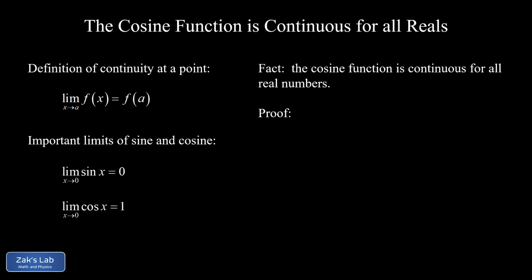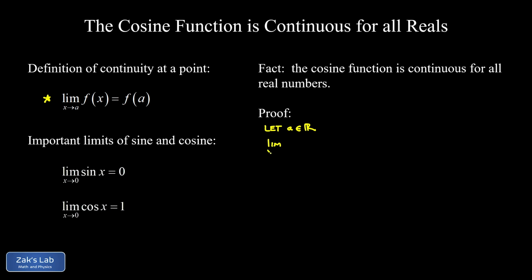So now we want to prove this fact that the cosine function is continuous for all real numbers. What we're trying to do is take the limit of the cosine function as x goes to a for any real number a, and we want to show that that's equal to cosine of a, and that'll complete the proof. I suppose we should start by indicating here that a is just some arbitrary real number. So we're going to say let a belong to the set of real numbers.